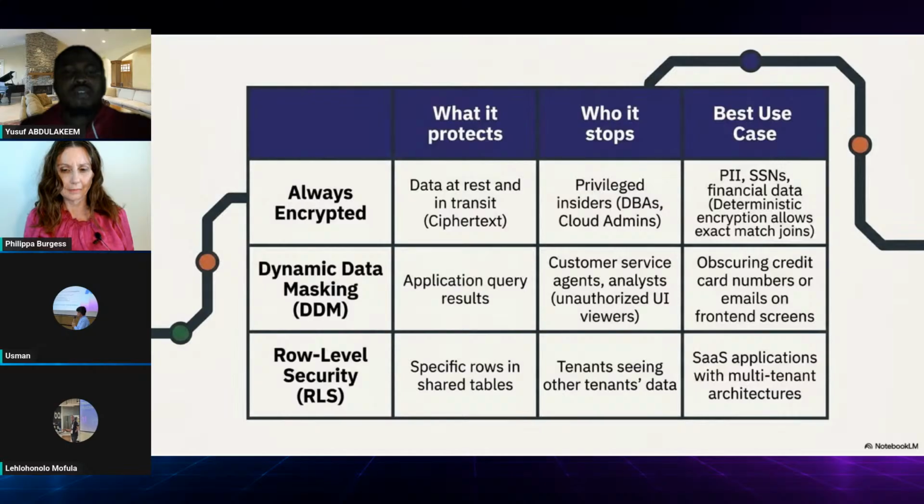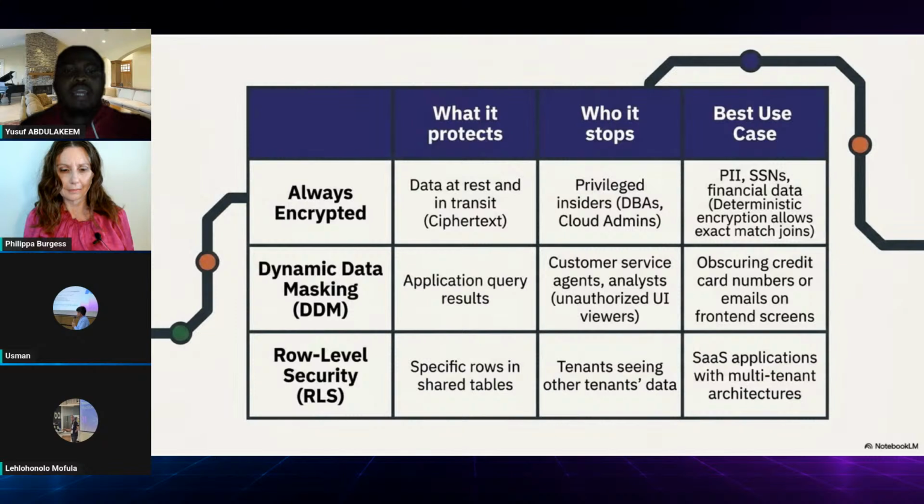So what does it protect? If you are looking at the Always Encrypted part of SQL in the DP-800, your data is protected at rest and in transit. That is ciphertext. We're talking about ciphertext. So what are the things that it stops? It stops privileged insiders, that is the DBAs and the cloud admins. The best use case for this is your PII, your SSN, your financial data. We have deterministic encryption, which allows exact match joins.